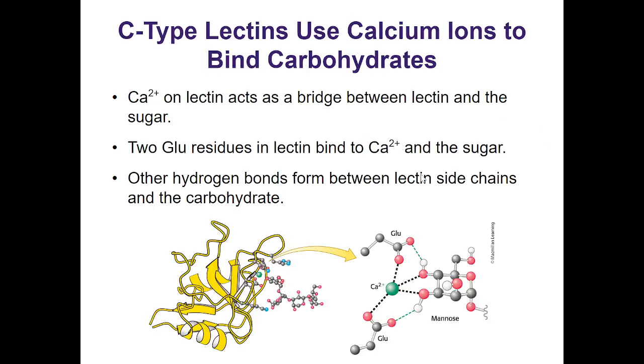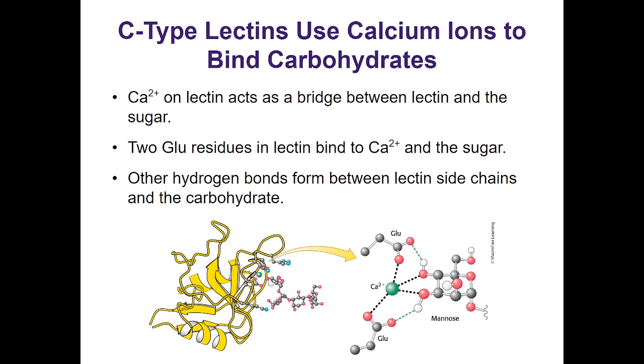The C-type lectins are what we're going to be looking at right down here. These are going to use calcium ions to bind your carbohydrates. So the calcium 2+, which is right there on your lectin, is going to act as your bridge between the lectin and the sugar. Right there is the calcium 2+ in the other diagram.